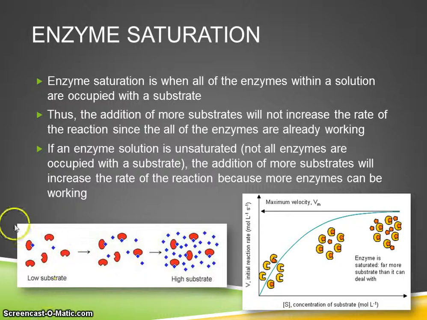So in this diagram over here, we can see that the low substrate count means that this is a very unsaturated solution. And here it's more saturated. There are enough substrates to bind with each enzyme. And here, there's a high substrate count, which means that there are way too many substrates and not enough enzymes. So this represents a very, very saturated enzyme solution, and the enzymes can't really deal with that. So those are the basics of enzyme saturation.